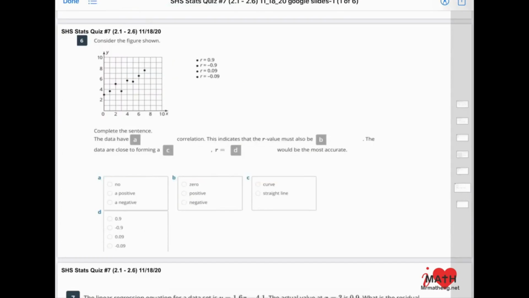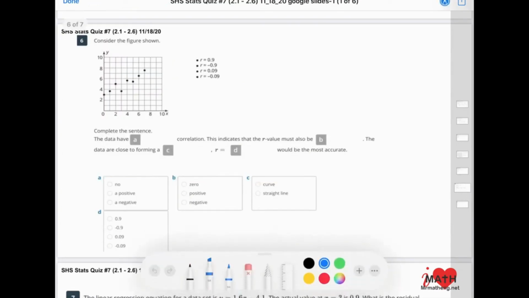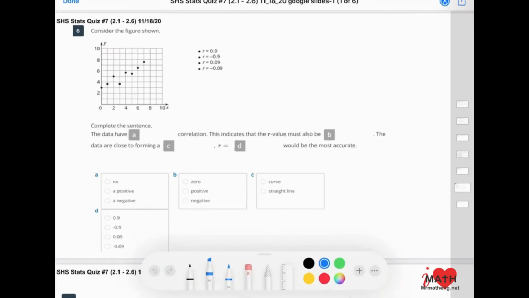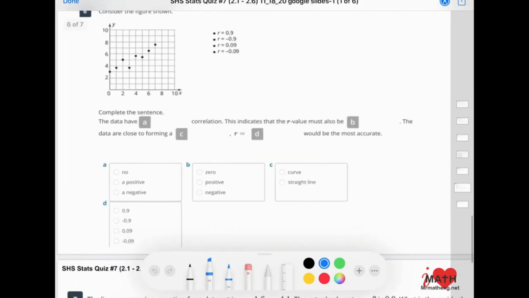All right, let's go over question number 6. Consider the figure. Here it is, and we have to complete the sentences. So the data has a what type of correlation? Blank correlation. It is going that direction, so this would be a positive correlation. B, this indicates that the R value must be positive or negative. Well, that also has to be positive.